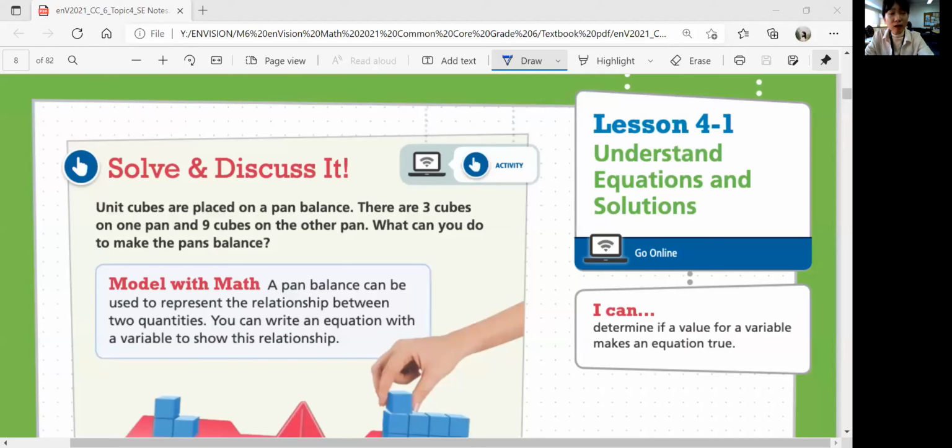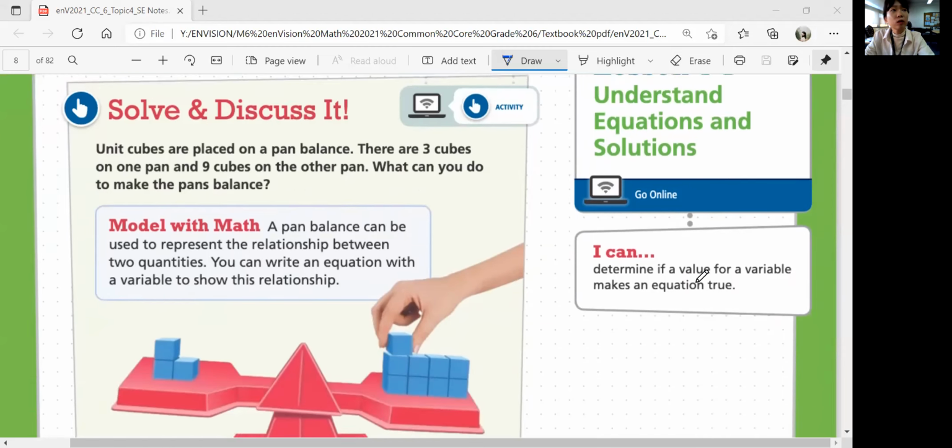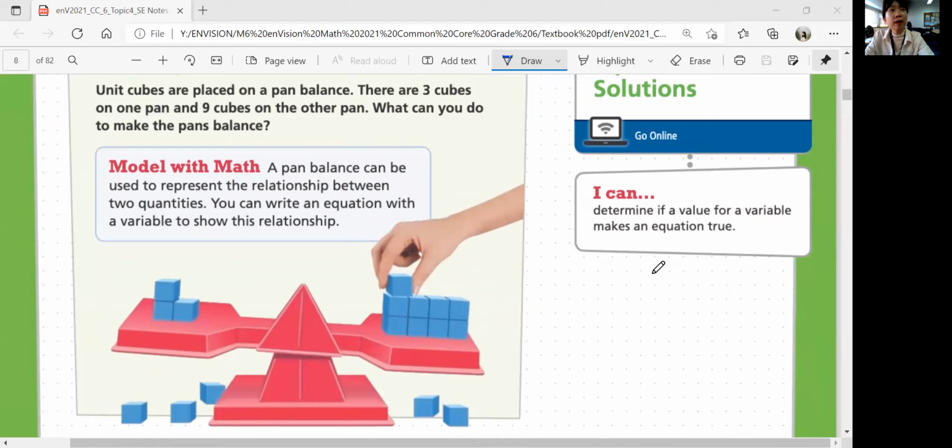Unit cubes are placed on a pan balance. There are 3 cubes on one pan and 9 cubes on the other pan. What can you do to make the pans balance? So you have a pan here. A pan balance can be used to represent the relationship between two quantities. You have one weight on one side and another weight on the other side, and you're weighing them. And of course, the heavier would go down.